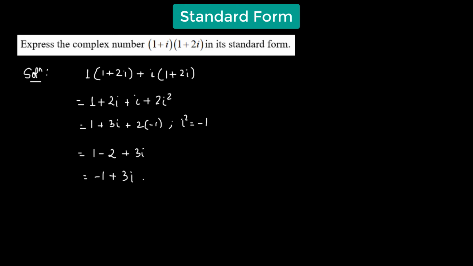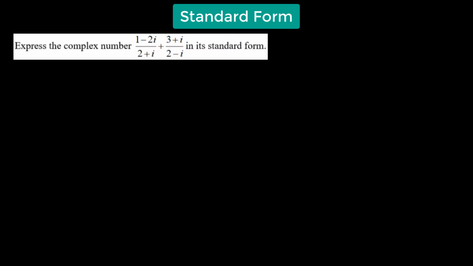Let's go to the next question. So in this question, we have to express the given complex number in its standard form. Now we have the complex number in a fractional form. That means we have it in the form a over b plus c over d. Now when we have two fractions, they can be added by using the butterfly method.